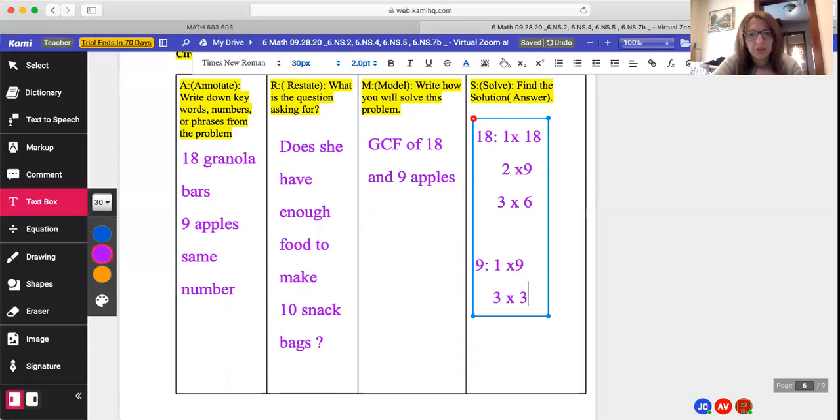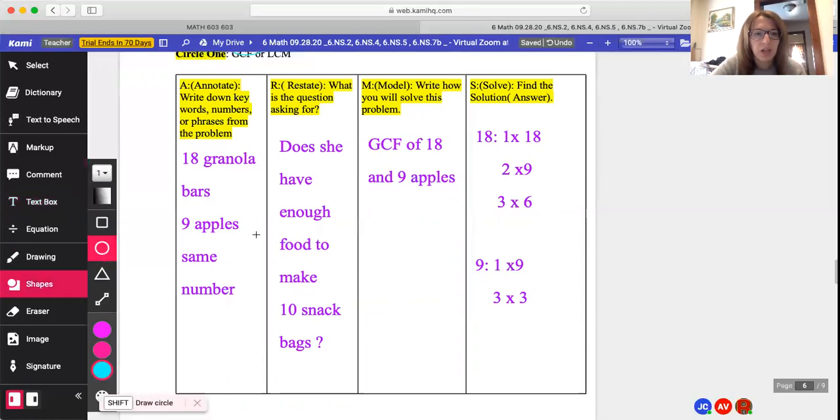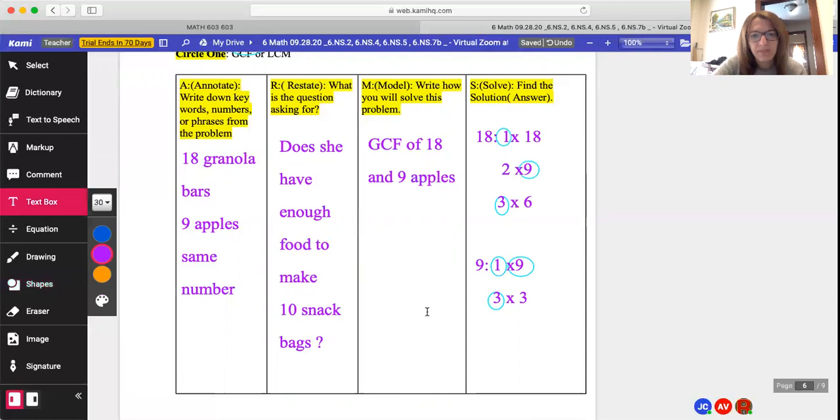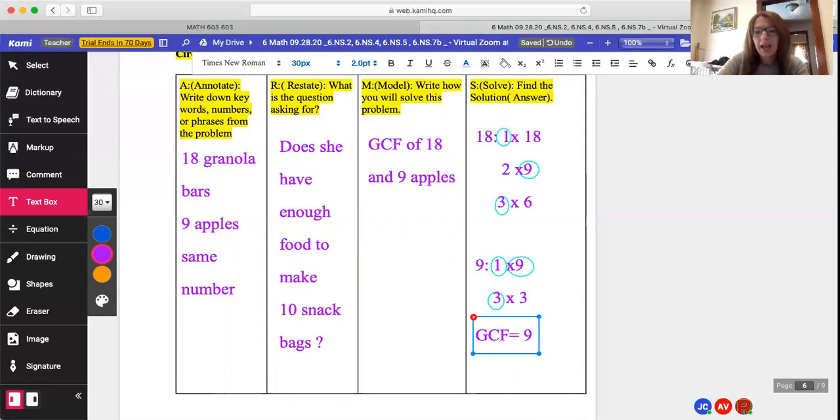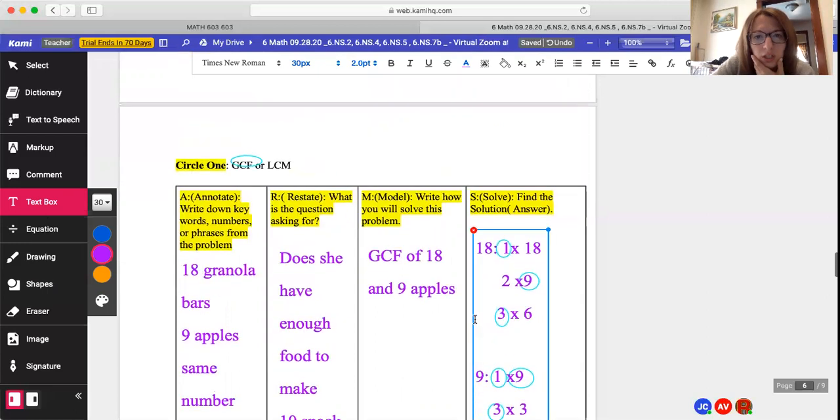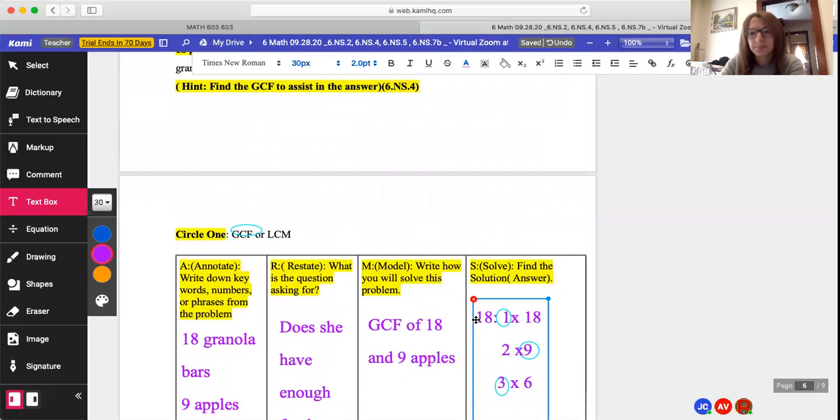And 3 times 3. So now we're going to figure out what numbers they have in common, guys. Well, let's look. They share a 1. They share a 3. They share a 9. Bam, I found the GCF. The GCF is equal to 9.